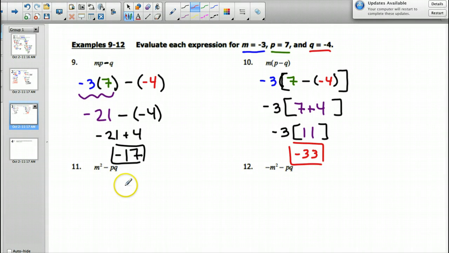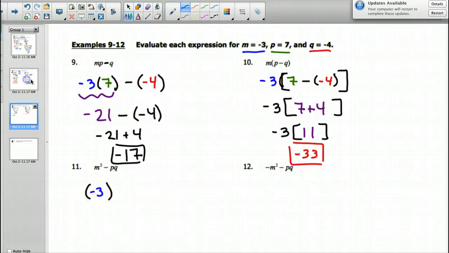Okay, number 11, I have m squared minus p times q. So because m is part of a power, it's the base, I'm going to use parentheses around it. I'm plugging in a negative 3 for m. And because I'm plugging in a negative number for this one, my number is actually negative 3, I'm putting the negative sign inside those parentheses.